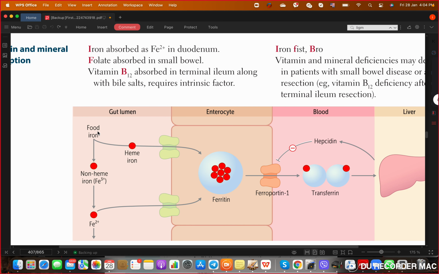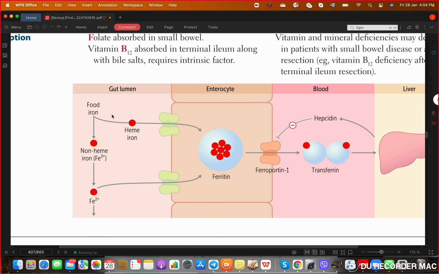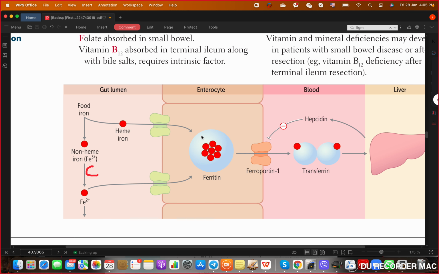The food contains iron. So it's either a heme iron, which is Fe plus 2, that gets absorbed directly, or a non-heme iron, which is Fe plus 3. You make it plus 2 using vitamin C, and then you absorb it, correct? Okay. So when it's absorbed, it's going to be converted into ferritin, and then it gets inside of your body using something called ferroportin, okay?